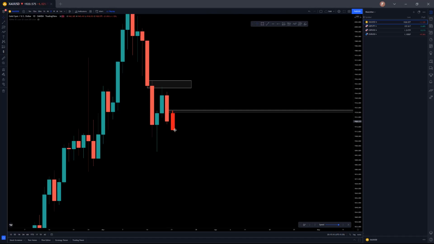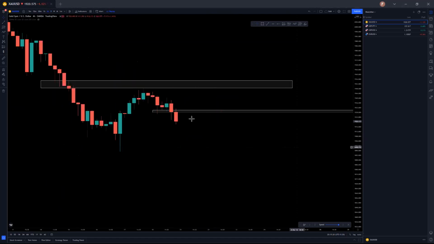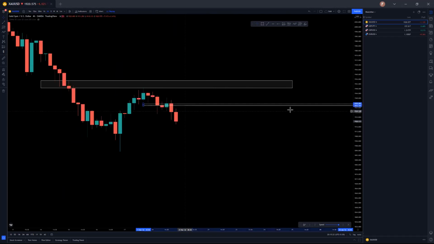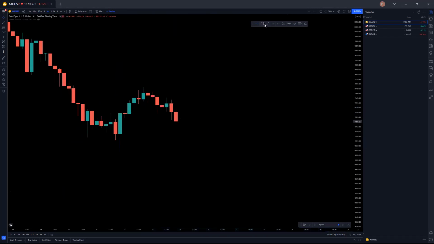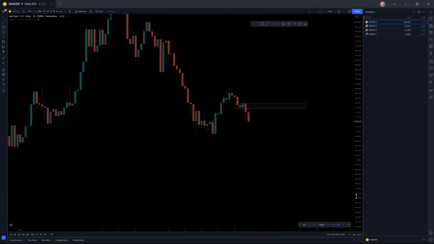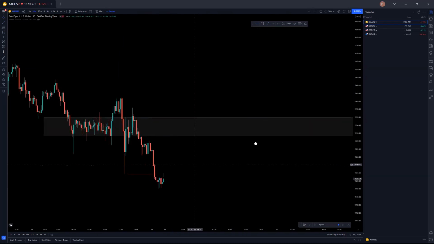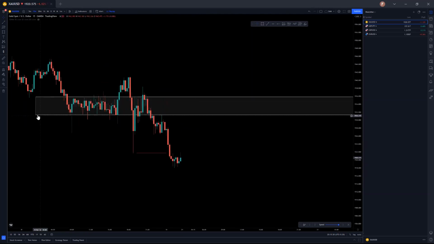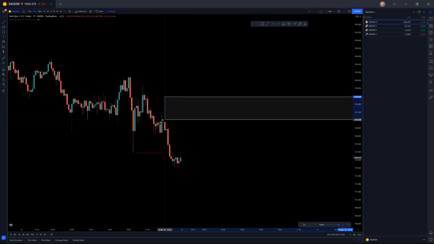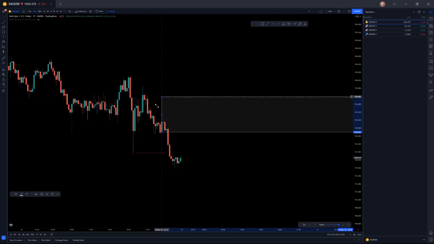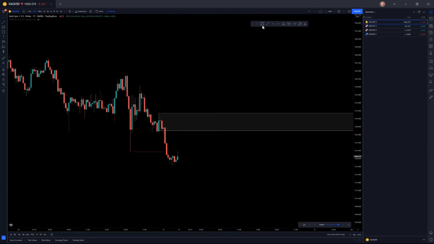Man, I'm very terrible at drawing, but that's okay. Something like this. All right, or this is a clean POI, this area. This is the 4 hour. Clearly on the 15 it would have broken many structures, like you can see price clearly trending to the downside. All right, so this is also valid. So we have two POIs based on the 4 hour and on the 1 hour.